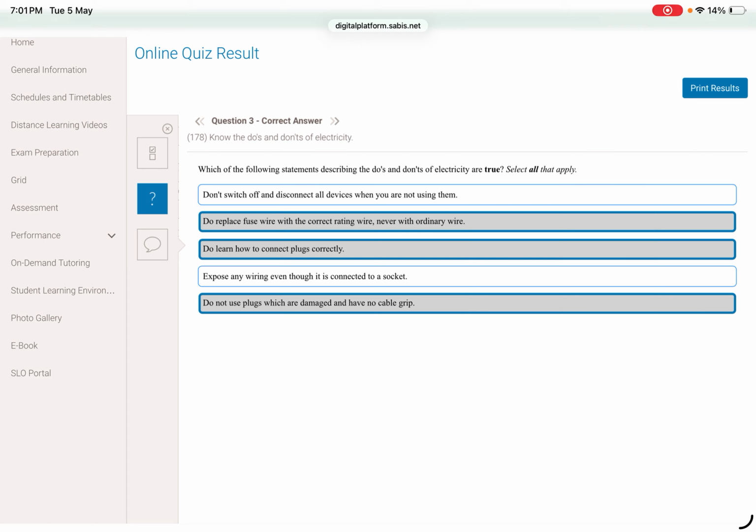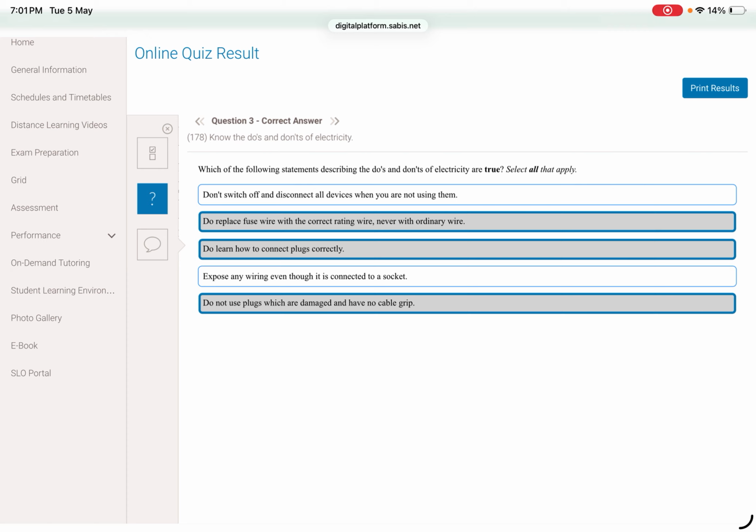The second one, do replace the fuse wire with the correct rating wire, never with the ordinary wire. True, because the fuse must have the correct rating, so it blows when there is too much current. Using the ordinary wire, the normal one, is dangerous, and it won't melt, and can cause fires, which is dangerous.